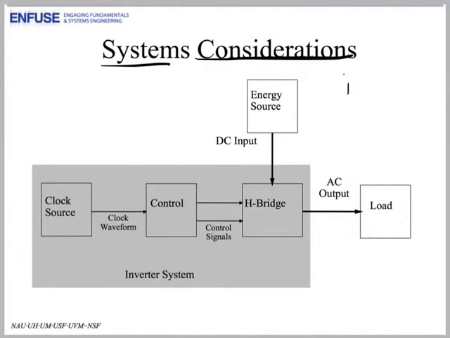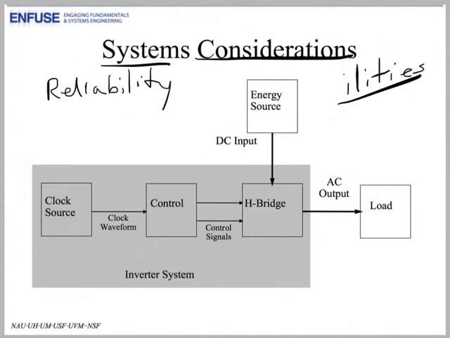And one way we talk about these is what are called the ilities. And there are many of them. I'm going to talk about 2. One is reliability, and the second is scalability.